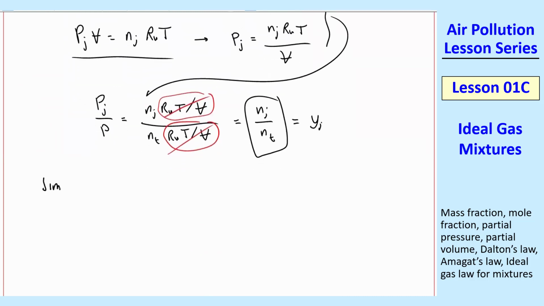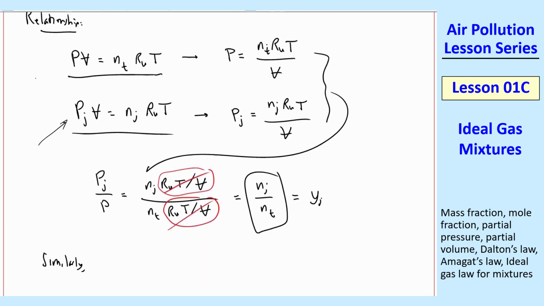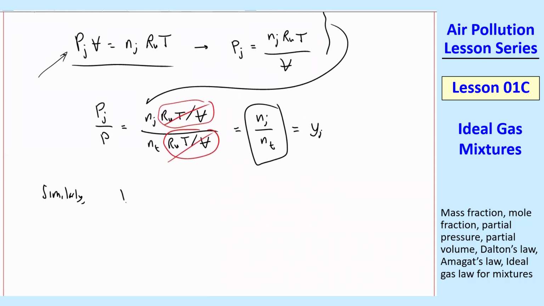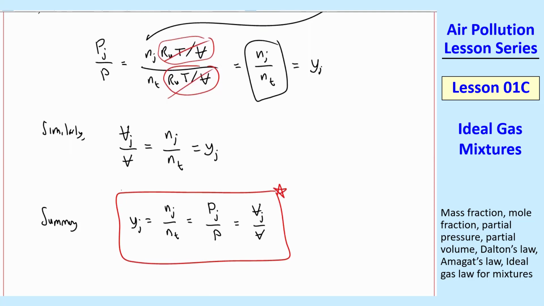So before I write the final equation, we did this with Dalton's law. If you use Amagat's law in terms of partial volumes instead of partial pressures, so you use this equation plus another one, and you could do this on your own, you can prove that Vj over V is also Nj over Nt equal Yj. So the summary equation here is that Yj is equal to Nj over Nt equal Pj over P equal Vj over V. And that is a very important equation. I'll put lots of stars around it to mean it's very important. And this is for an ideal gas mixture. So that is a very important equation that you'll be using a lot.